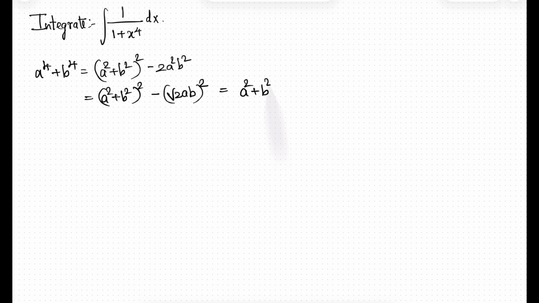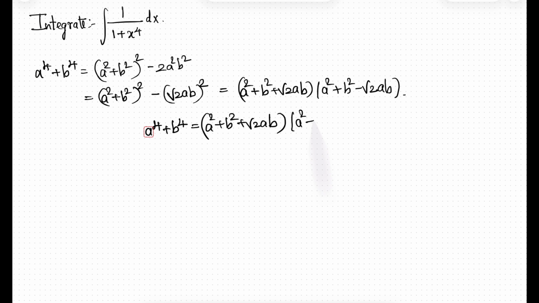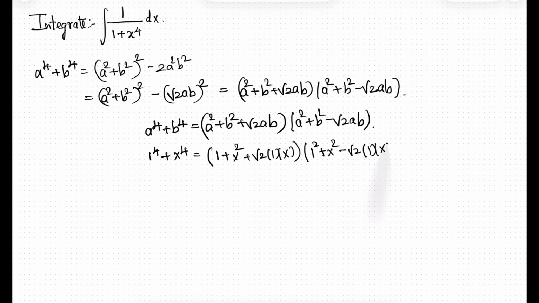So a plus b times a minus b. So the expansion for a to the power 4 plus b to the power 4 is given by a square plus b square plus root 2 ab times a square plus b square minus root 2 ab. So I can write 1 to the power 4 plus x to the power 4 to be 1 square plus x square plus root 2 into 1 into x times 1 square plus x square minus root 2 into 1 into x. So this can be written as x square plus root 2x plus 1 times x square minus root 2x plus 1.